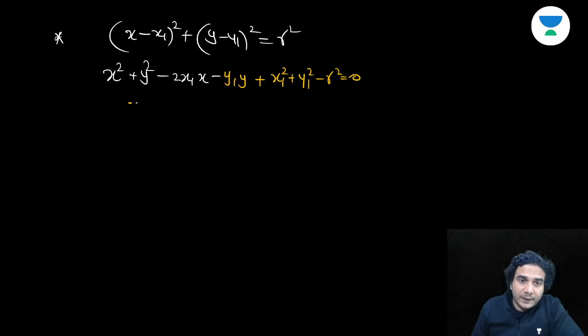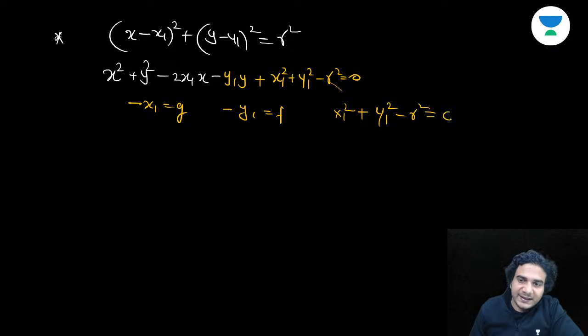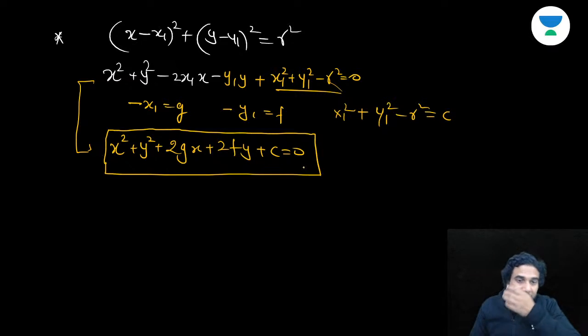So in this equation, if I replace minus x1 by g and minus y1 by f and this whole thing, x1 square plus y1 square minus R square, by c, okay? Then I can read this equation as x square plus y square plus 2gx plus 2fy plus c is equal to 0, okay? So this is another way of writing this equation. In general form we call it x square plus y square plus 2gx plus 2fy plus c.